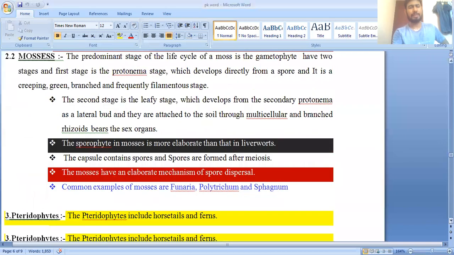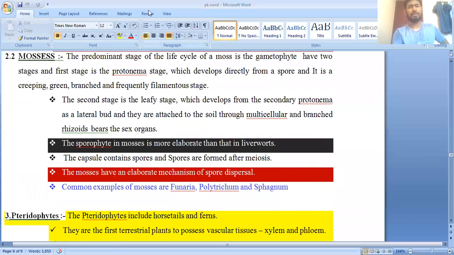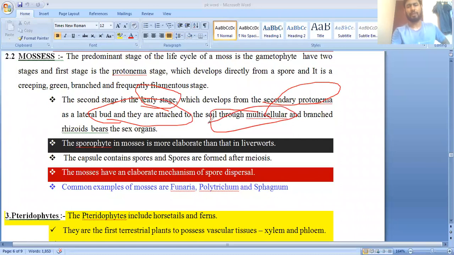So the second stage of bryophytes is known as the leafy stage. This leafy stage develops from a secondary protonema. The secondary protonema forms lateral buds, and these lateral buds attach to the soil through multicellular branched rhizoids. The characteristics of the leafy stage are: branches, rhizoids, and it bears sex organs.